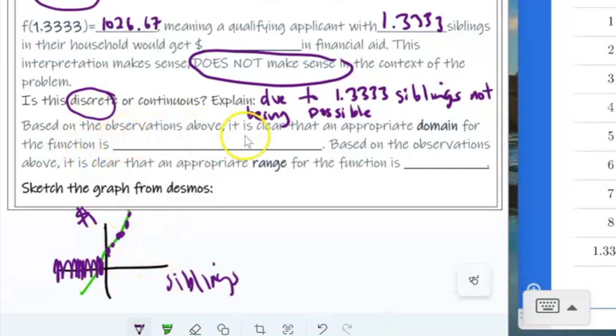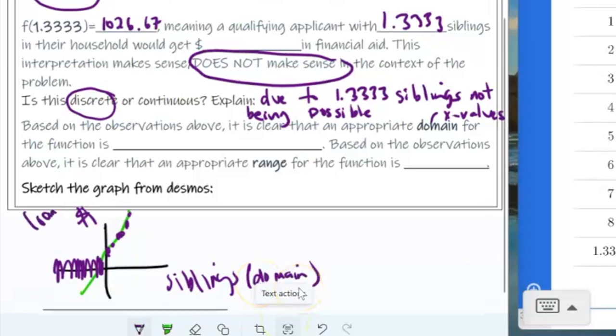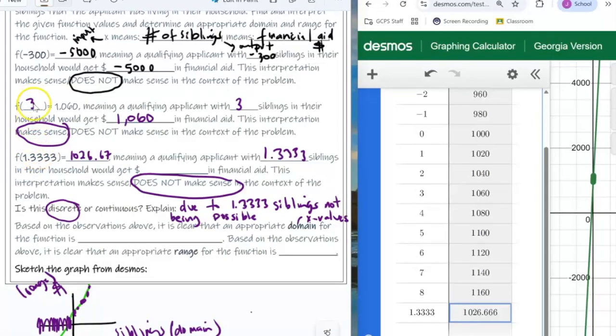Okay, so based on the observation above, it is clear that the appropriate domain, so domain again is what? My x values from left to right, right? And my domain in this case is siblings. So siblings is my domain and money is my range. Okay, so in this case, my appropriate domain cannot have any decimals because my domain is my input.